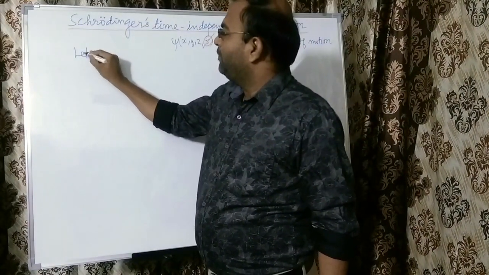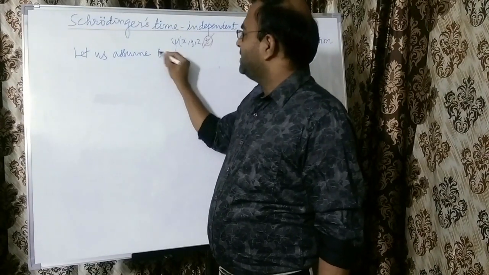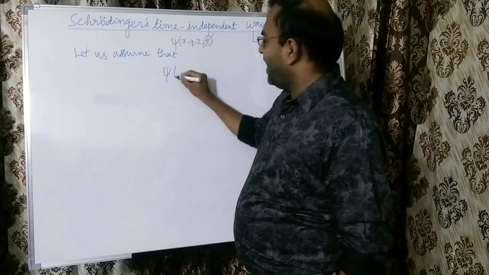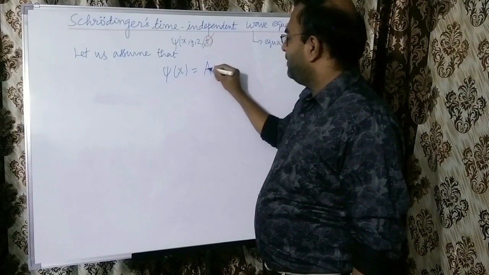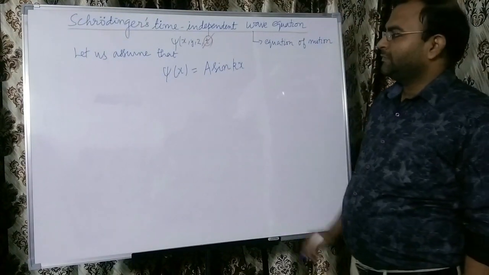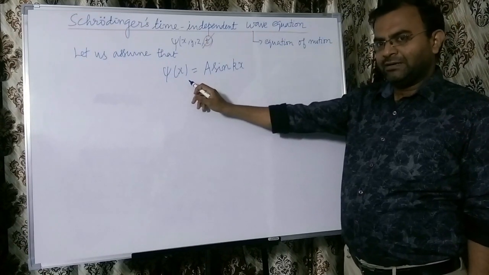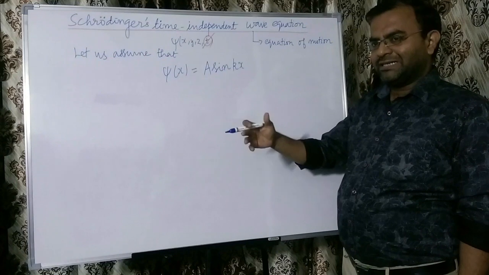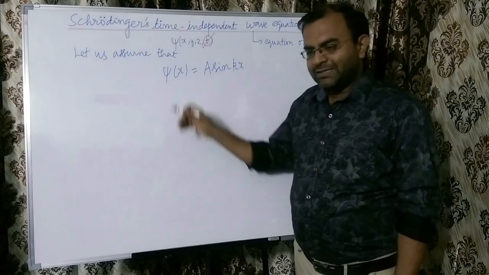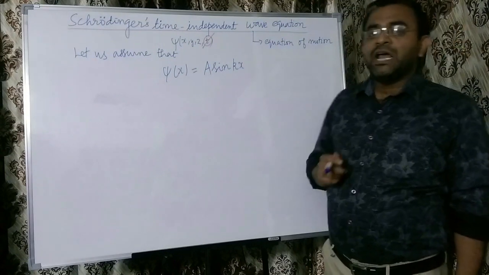Let us assume that the wave function psi of x has the form A sin(kx). I already mentioned that we are considering only one spatial coordinate x to begin with. Then we'll extend it to 3 spatial coordinates, that is to 3 dimensions. When we do it for one spatial coordinate, it is obvious that we are first trying to derive Schrodinger's time-independent wave equation in 1 dimension.